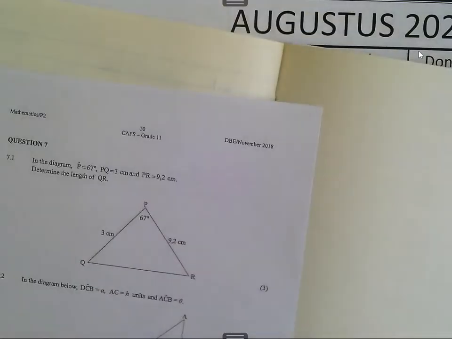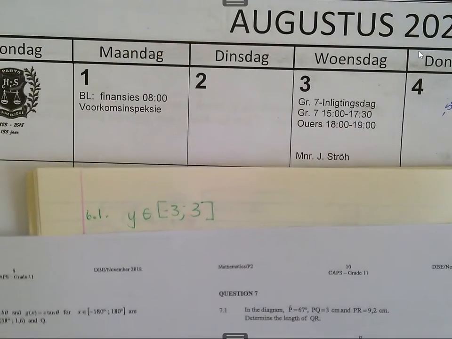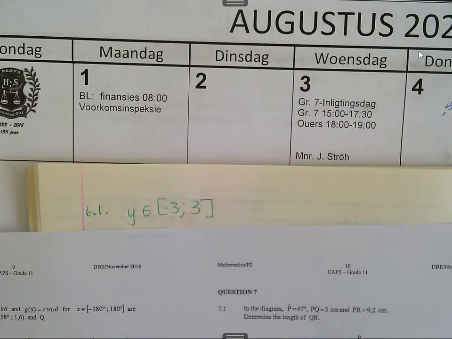Are you done? Negative 3 to 3. Is there someone who doesn't know why it's negative 3 to 3? I need you to put up your hand so I can help you, please. Are you good? Yes.